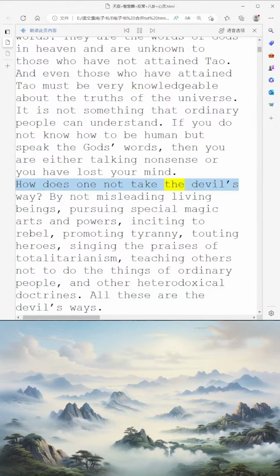How does one not take the devil's way? By not misleading living beings, pursuing special magic arts and powers, inciting to rebel, promoting tyranny, touting heroes, singing the praises of totalitarianism, teaching others not to do the things of ordinary people, and other heterodoxical doctrines. All these are the devil's ways.